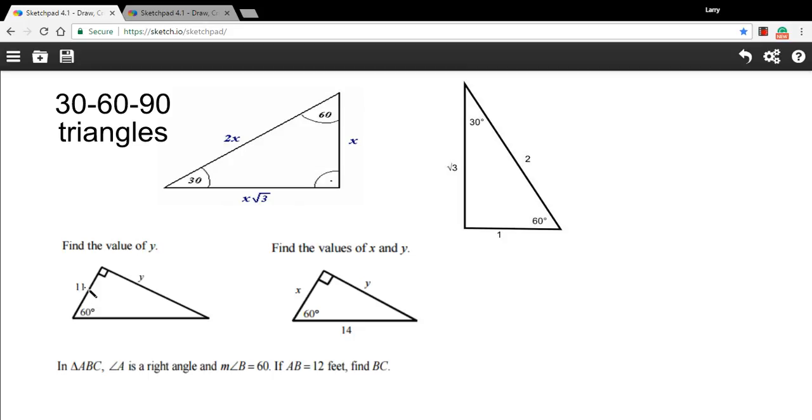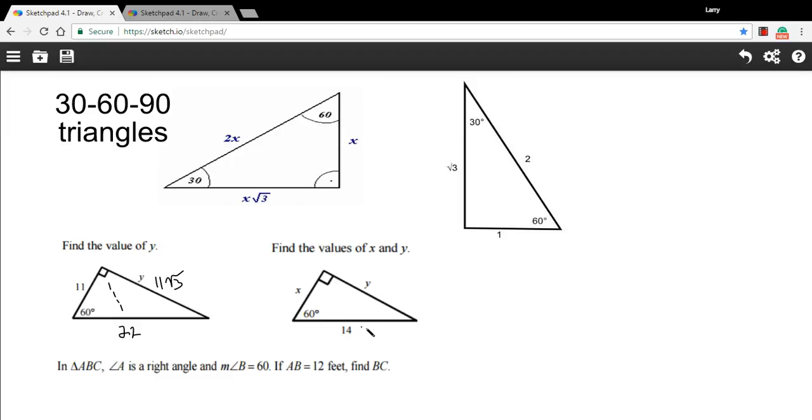And if this side is 11, we know the hypotenuse, that's this side down here because it's across from the right angle, is going to be double. So this would be 22, that's just 2 times 11. And this side, the remaining side, is going to be this side times the square root of 3. So this is 11 times the square root of 3.